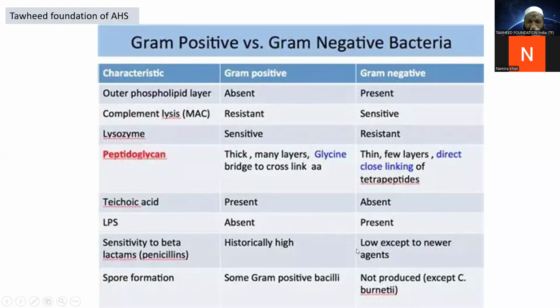Gram-positive bacteria are generally more sensitive to beta-lactams because penicillin targets peptidoglycan synthesis and gram-positive bacteria have abundant peptidoglycan exposed. Gram-negative bacteria are often less sensitive because the outer membrane can block penicillin access. Also, many have beta-lactamases that degrade these antibiotics. Spore formation: some gram-positive genera like Bacillus and Clostridium form endospores for survival under harsh conditions. Gram-negative bacteria generally do not form spores.